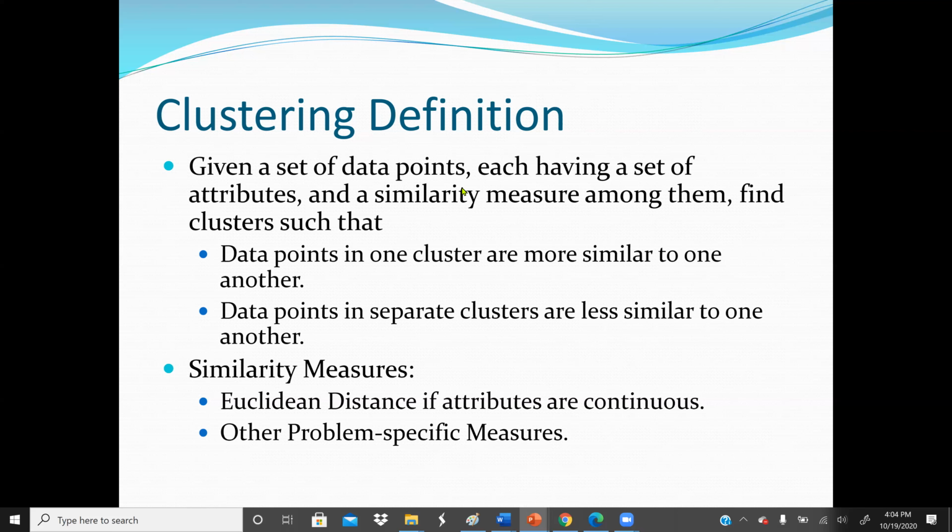So here we say, given a set of data points, each having a set of attributes, and a similarity measure among them, find clusters such that data points in one cluster are more similar to one another, and data points in separate clusters are less similar to one another. So here we need a special algorithm to measure the similarities in the data set. The most common and easy method is the Euclidean distance, if the attributes are continuous, if the attributes are numeric values. Or we can have other problem-specific measures, and we may discuss a lot of this when we start the clustering algorithm.